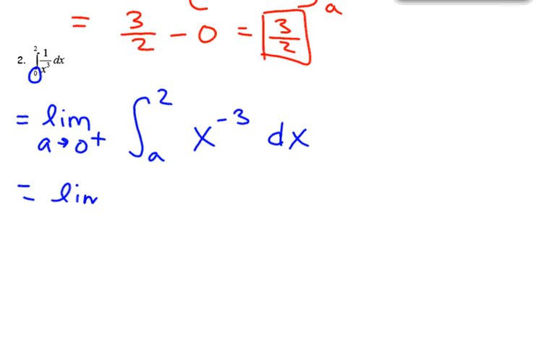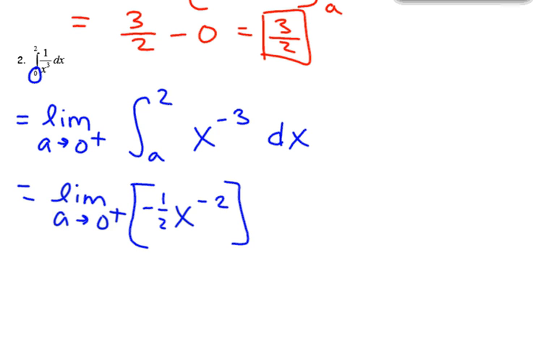When I integrate this one, we are going to get x to the negative 2 with a negative 1/2 constant. And then that would be evaluated from a to 2. Now, when I evaluate at 2, this would be negative 1/2 times 1 over 2 squared, or 1/4.